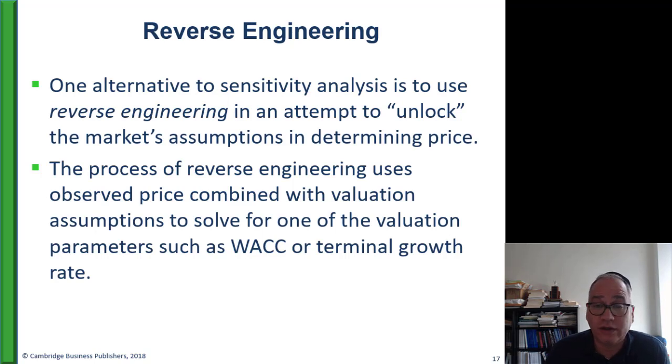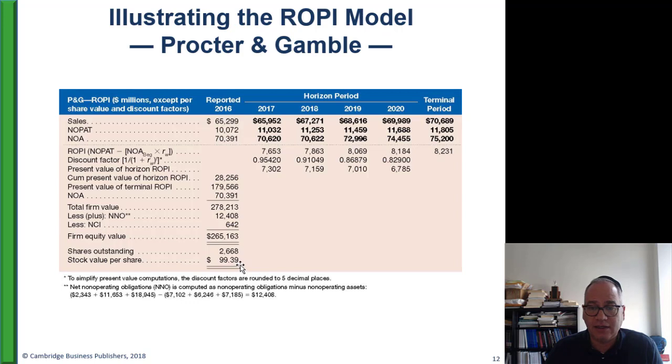And reverse engineering is a wonderful tool to use to try to understand what's going on. Instead of figuring out the stock value of 99.39, you plug in the actual stock value and figure out what some of the other numbers should be based on that stock value. So let's say you want to reverse engineer your terminal growth rate. I think that's a really good idea because you don't know what the terminal growth rate is. And that's probably the most uncertain number in the entire worksheet. So terminal growth rate has a big effect on stock price, and it's very difficult to predict how quickly the company is going to grow beyond 2020.